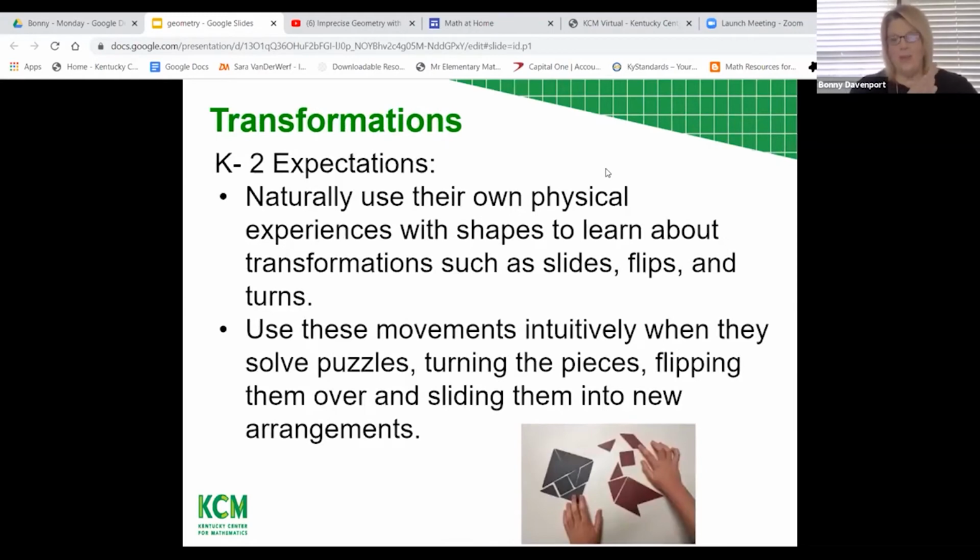And then transformations. Kids naturally use transformations in K through 2, such as slides, flips, and turns, intuitively, because when they're doing puzzles like the tangram puzzle down below, they have to manipulate the pieces to be able to make them fit and make the pictures that they want to. So they're using those things intuitively. They know that things can slide. They know that shapes can flip and what that would look like.